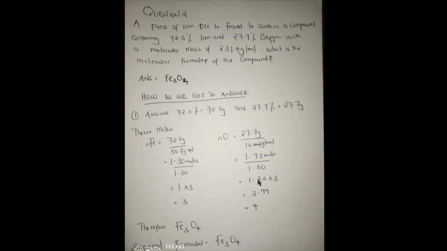Now you seek to get this decimal number close to a whole number, and the factor you multiply with to get close to a whole number is 3. You multiply both sides by 3. So 1 times 3 gives 3, and 1.33 times 3 gives 3.99, which rounds off to 4. So the empirical formula here is Fe3O4. Very easy.